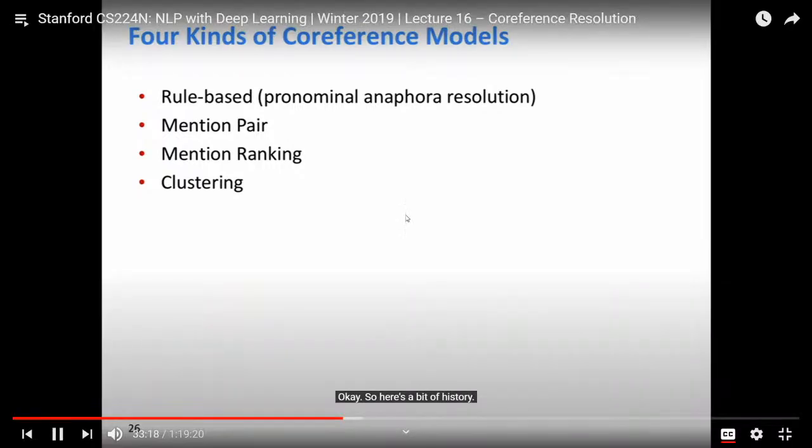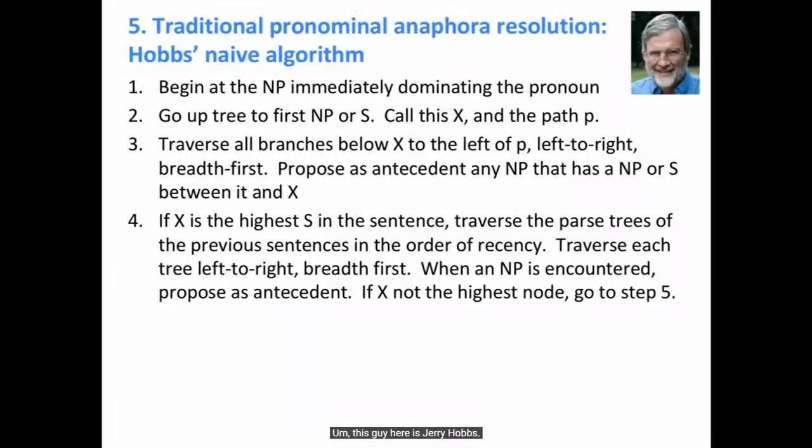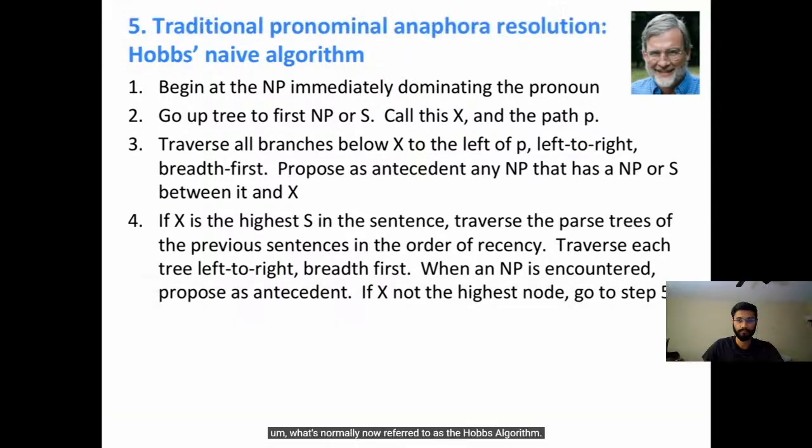Okay, so here's a bit of history. This guy here is Jerry Hobbs. He just had his retirement party from the University of Southern California last month. So Jerry Hobbs, way back when, wrote a famous paper. It was in 1976 on coreference resolution, and in that paper, he proposed what's normally now referred to as the Hobbs algorithm, but actually in his paper he refers to it as a naive algorithm. And I'll come back to that distinction in just a moment.